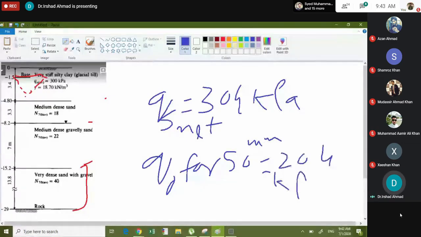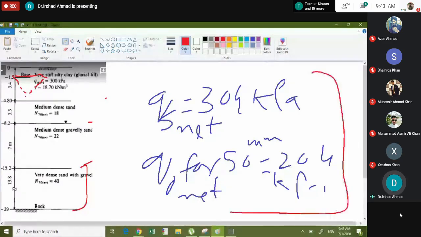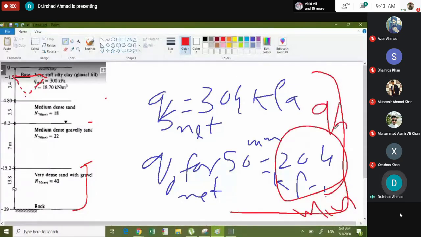This is also net pressure. So minimum of these two is the allowable bearing capacity. The minimum of these two is this. So this is our allowable bearing pressure. If you apply this pressure, the settlement will be 50 mm and there will be no shear failure.